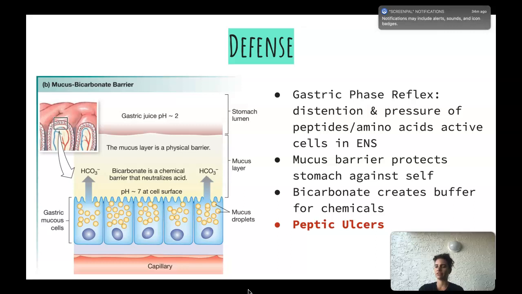If these defenses fail, hyperacidity in the stomach destroys the protective mechanisms and causes peptic ulcers. Acid reflux into the esophagus can also happen, and this erodes the tissues there as well and can cause a change in the epithelium cell, which then can cause cancer.